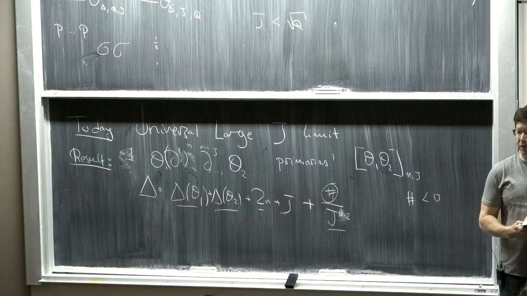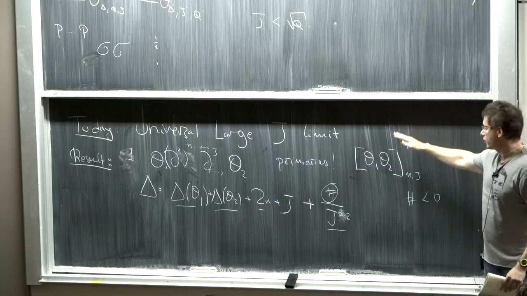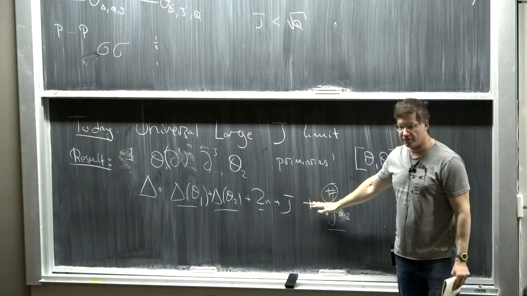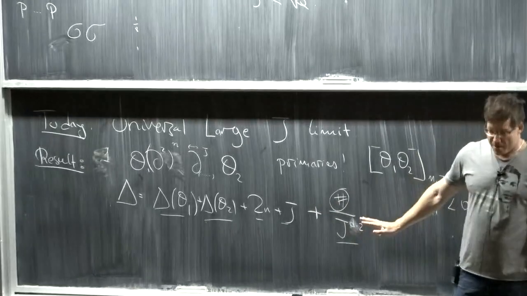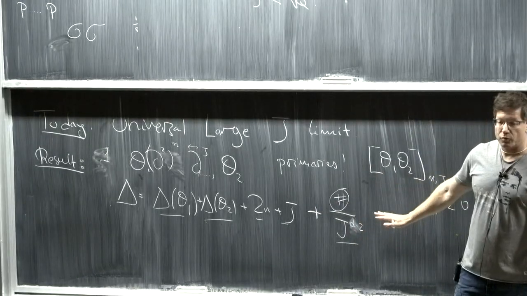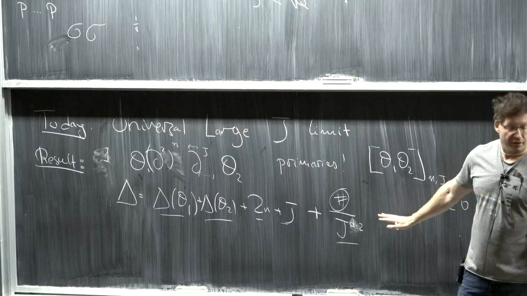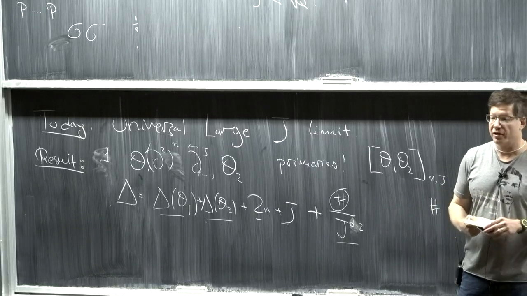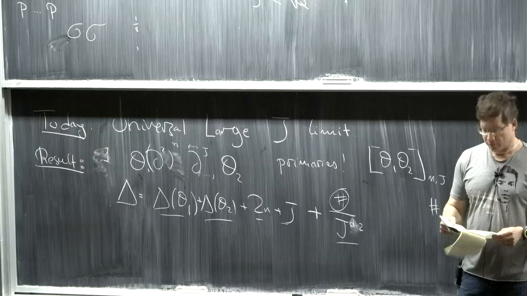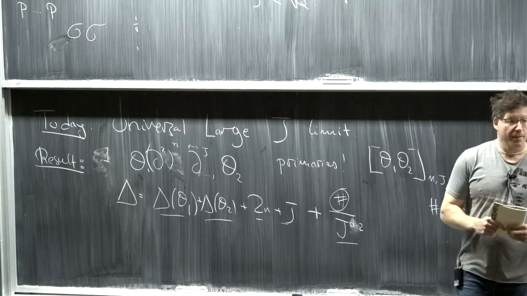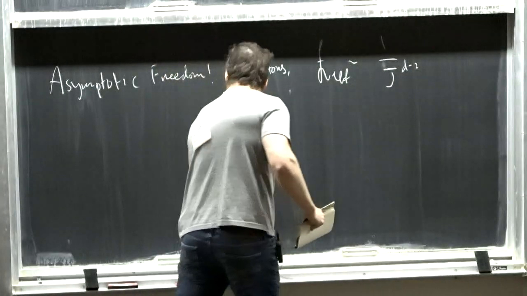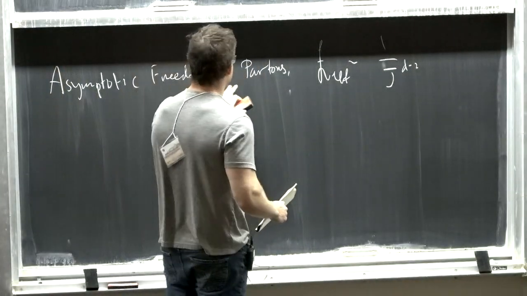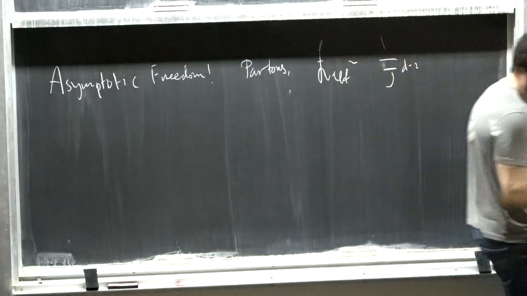Are there any questions about, because, okay, so from now on, I'll just teach you how to see this in AdS and how to compute these corrections from AdS. I will not explain how to prove that this is true in every field theory again, as I said. So are there any questions about the statement of the result? Okay, good. So we have asymptotic freedom, partons, small h bar.